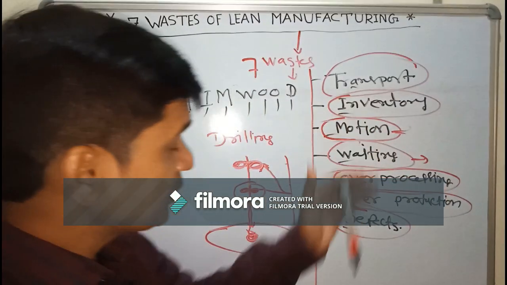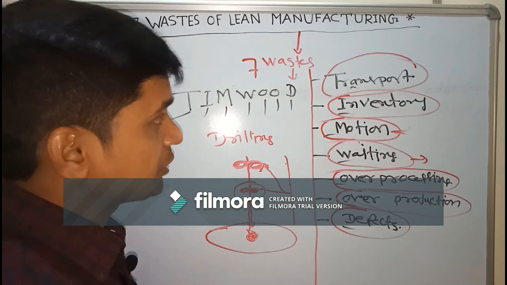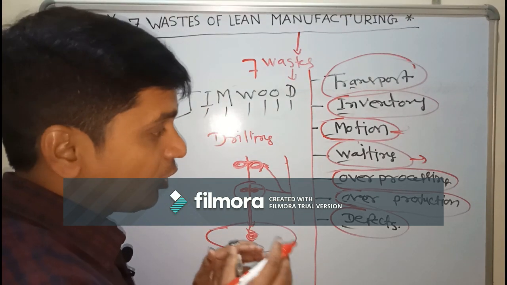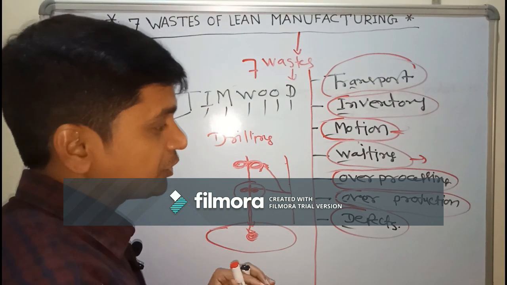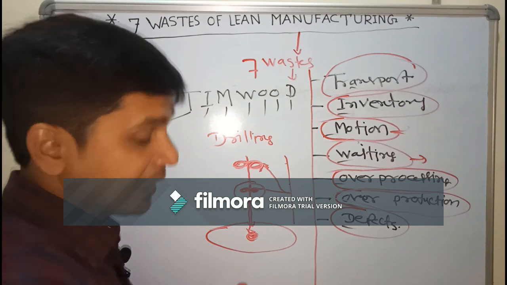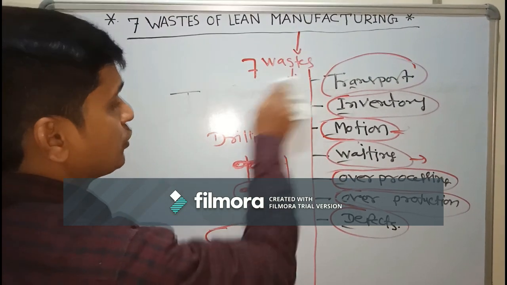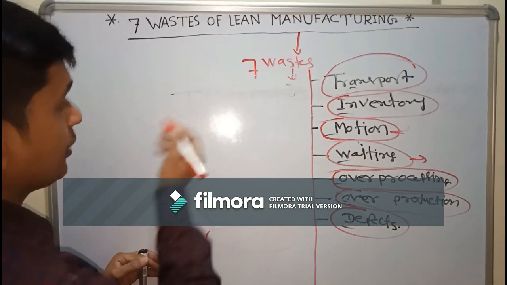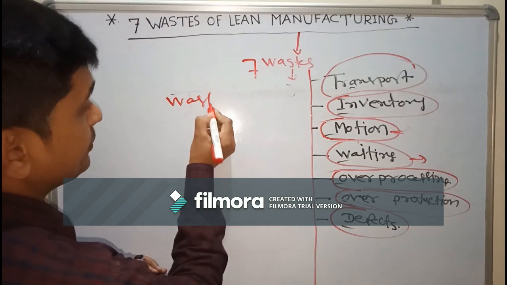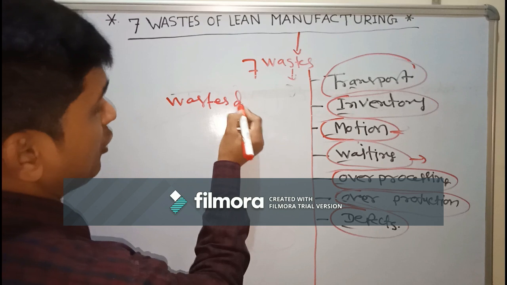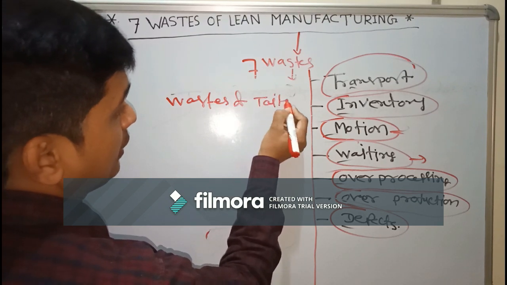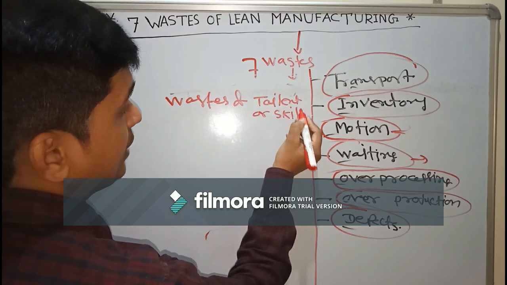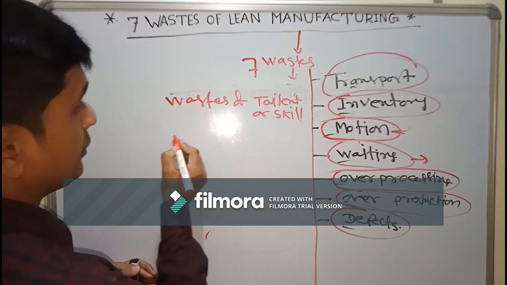Apart from these 7 wastages, 2 additional wastages are also included, but now they are not commonly used. Still, these 2 extra additional wastages are very important nowadays in the manufacturing sector. So I will discuss what the 2 additional wastages are. First is the wastage of talent, or skill.